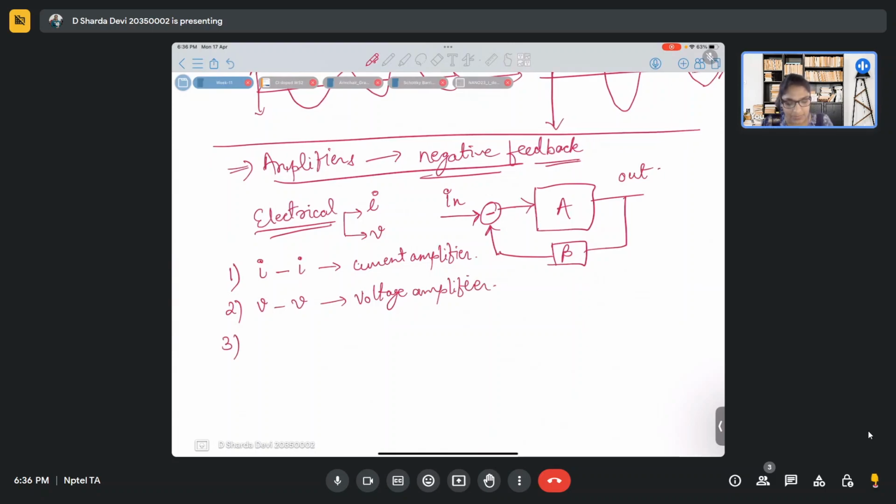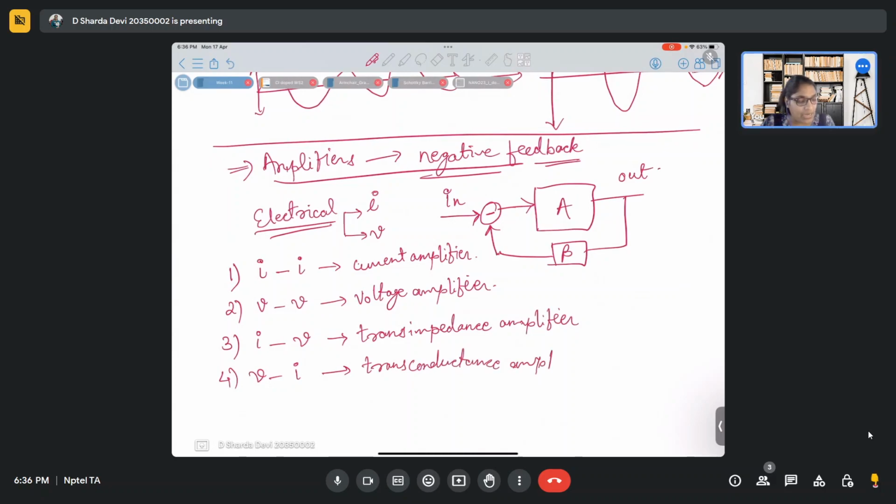Now if it is a current input and voltage output, what type of amplifier is this? Transimpedance amplifier. Yes, it is transimpedance, or transresistance also we can say. And if it is just opposite, that is voltage input and current output, it is actually a transconductance amplifier.